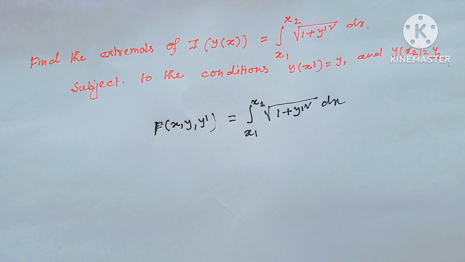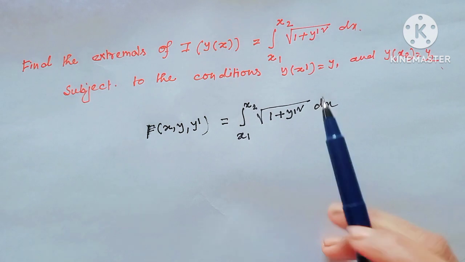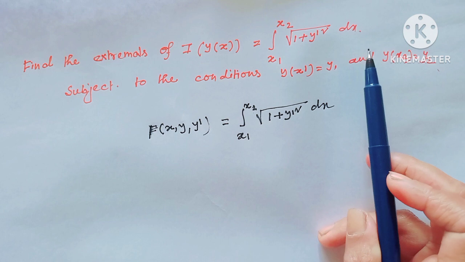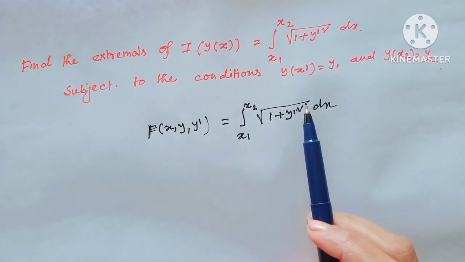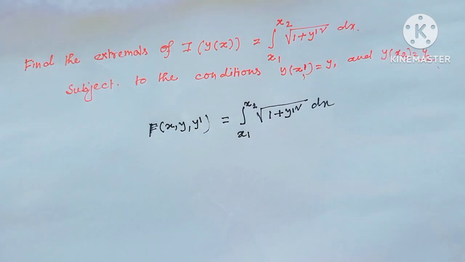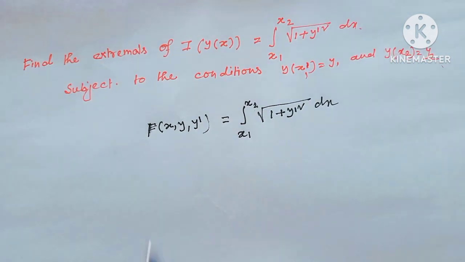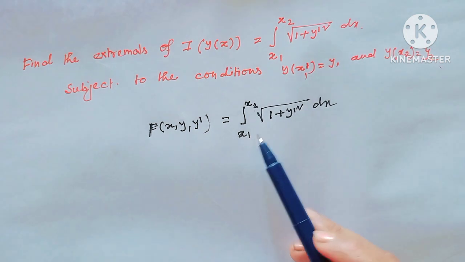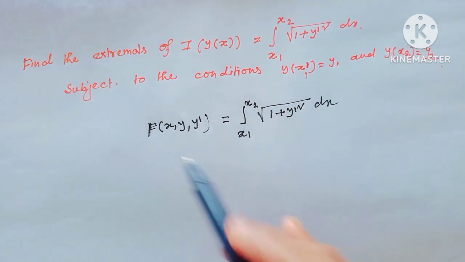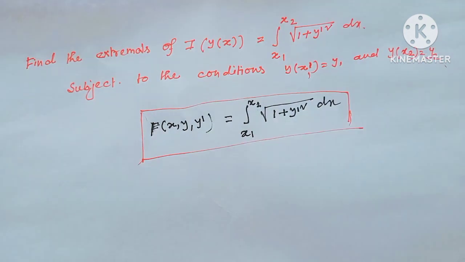First example: find the extremal of I(y(x)) equal to the integral from x1 to x2 of the square root of 1 plus y dash whole square dx, subject to the condition y(x1) equal to y1 and y(x2) equal to y2. Here f(x, y dash) is the square root of 1 plus y dash whole square. Notice here the function is independent of y.